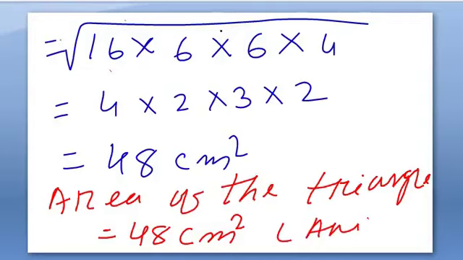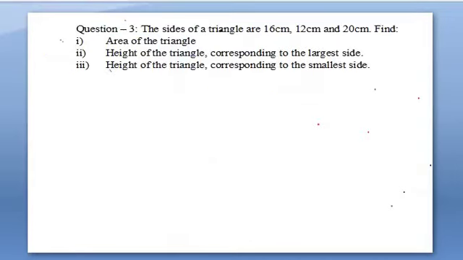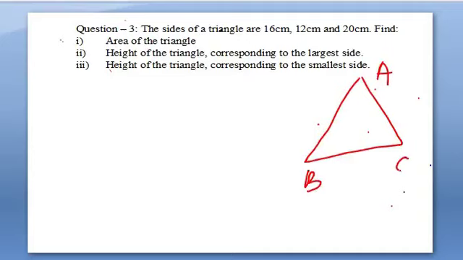Children, next come to your exercise 20A. First come to question number 3. Look at this question. The sides of a triangle are 16 centimeter, 12 centimeter, 20 centimeter. This is a triangle ABC, with small a, small b, and small c as the opposite sides.